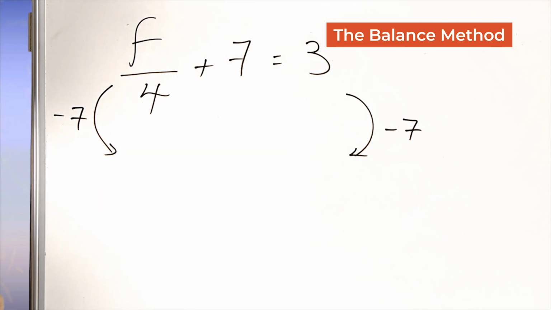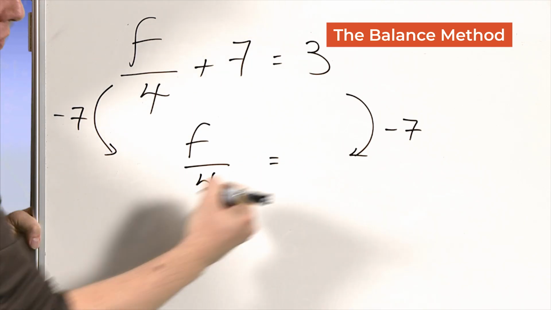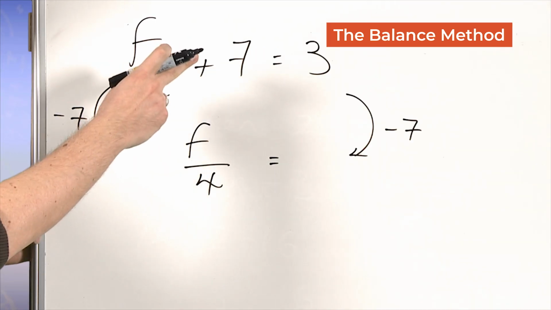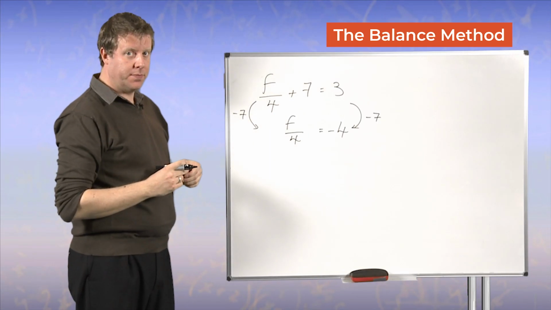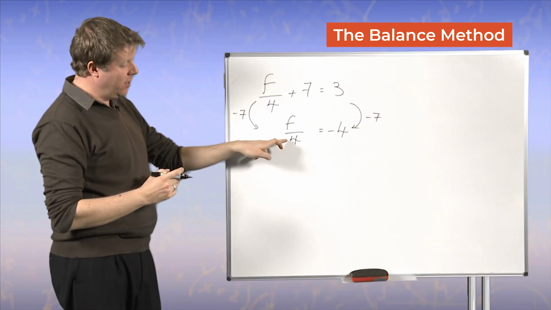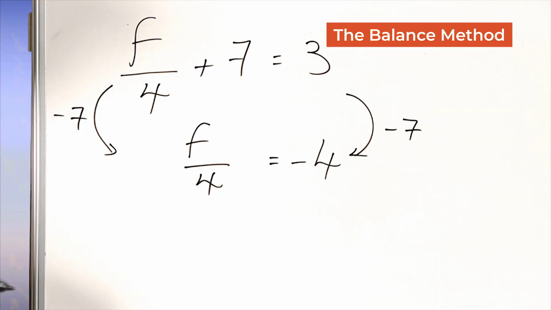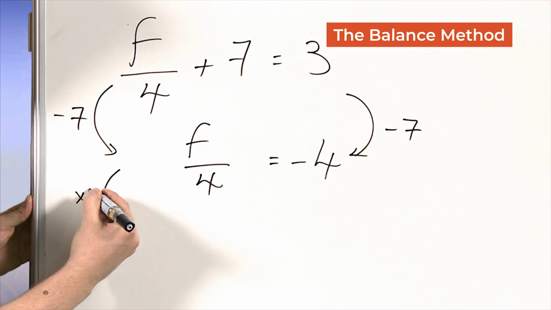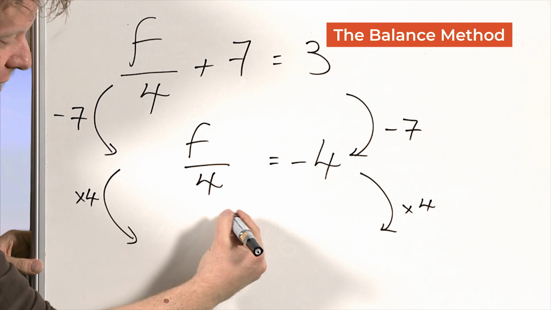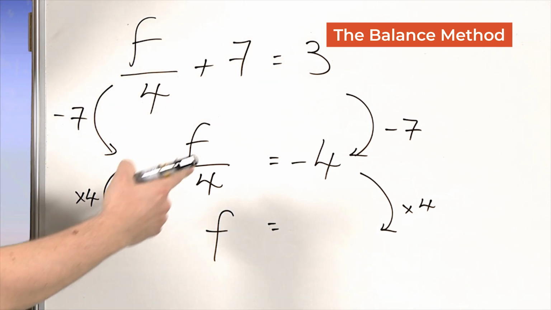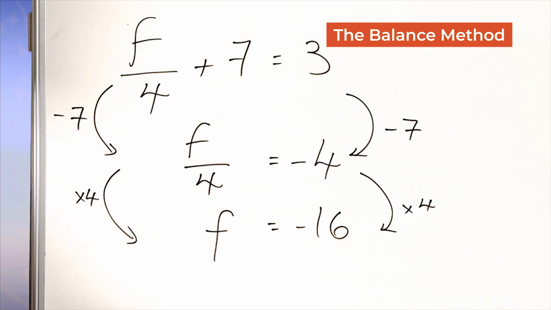So if I remove 7 from here, I'm just left with f divided by 4. And on my right-hand side, be careful with the negative numbers, 3 subtract 7 gives me an answer of minus 4. So the last part I need to do is to get rid of this divide by 4. And I hope you're all happy with the fact that this means f divided by 4. So the opposite of that will be to multiply both sides by 4, which will leave me with f on my left-hand side, and minus 4 multiplied by 4 gives me an answer of minus 16.